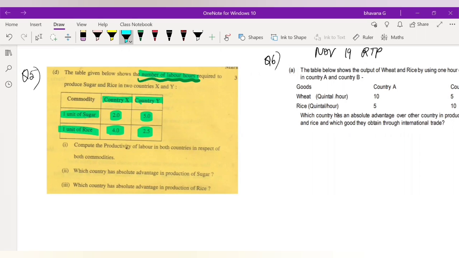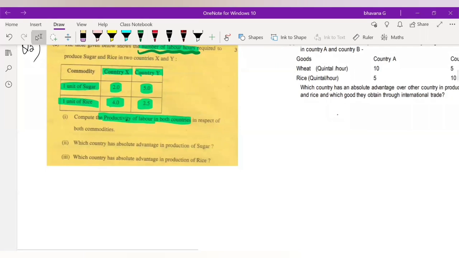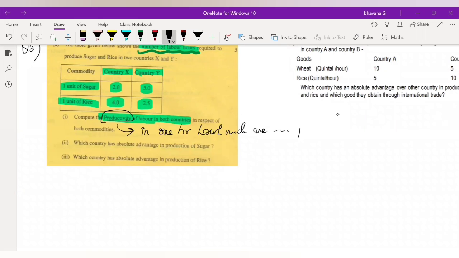Here they have asked you that compute the productivity of the labor in both the countries in respect of both commodities. So they have told you to find productivity. Here productivity is nothing but in 1 hour, how much are you able to produce? So this is nothing but your productivity in 1 hour, how much you are able to produce. So first let's find out that.